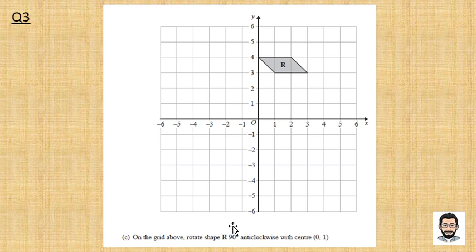On the grid above, rotate shape R 90 degrees anticlockwise with center 0, 1. Okay, firstly, we're gonna say in which direction we have to move to rotate. Yes, excellent. We're gonna move in this direction because it's anticlockwise. Then we're gonna guess where is the center. No, you don't need to guess. Look at this. He said 0, 1.